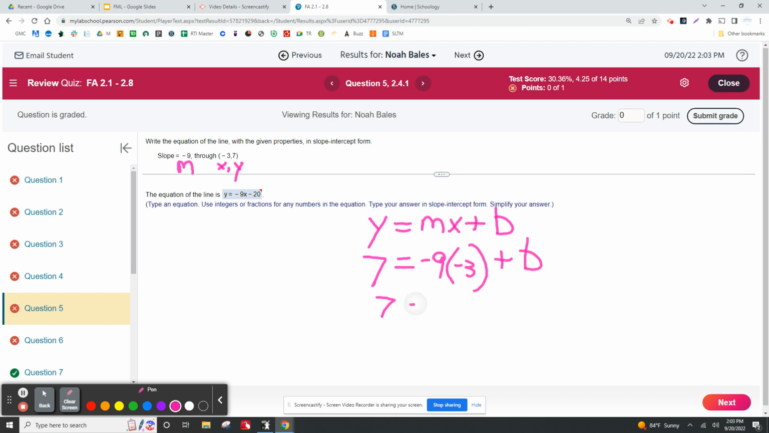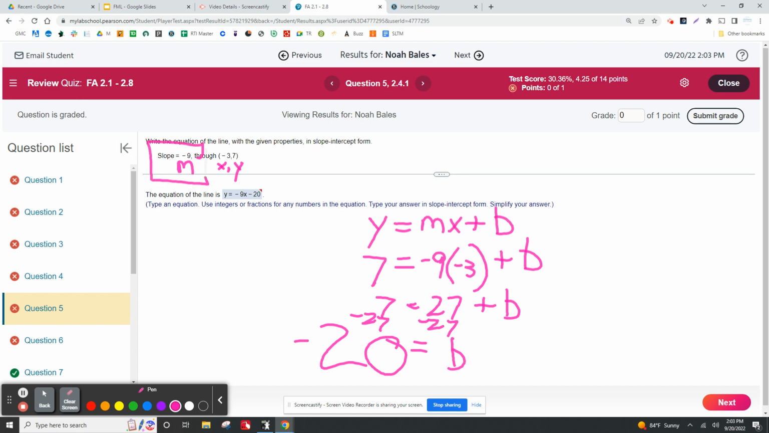So you get 7 is positive 27 plus b. Subtract 27 from both sides, and you get b is negative 20. Yeah. So now we know what our m is. First of all, what are they asking for? Write the equation of the line in slope intercept form. So that's y equals mx plus b. Okay? So m is negative 9, b is negative 20, and that's what leads us to that equation.